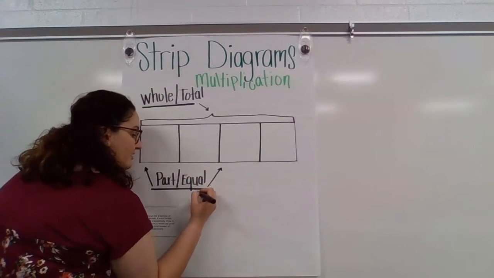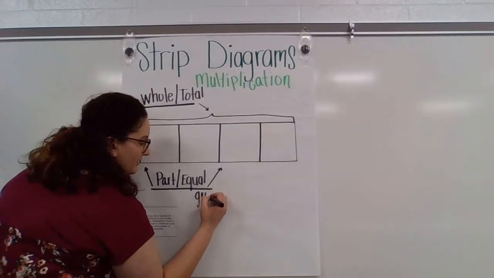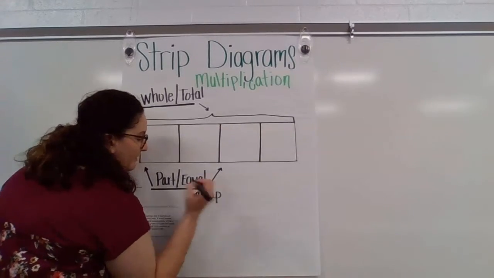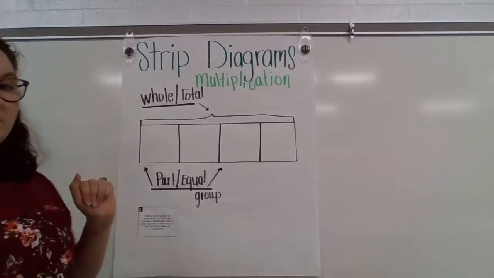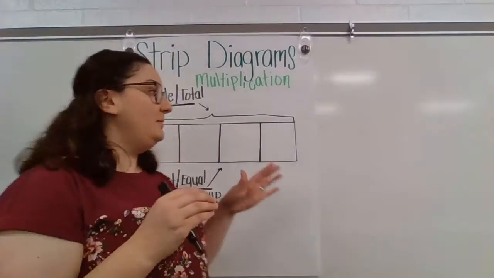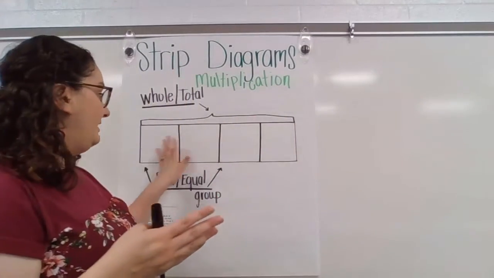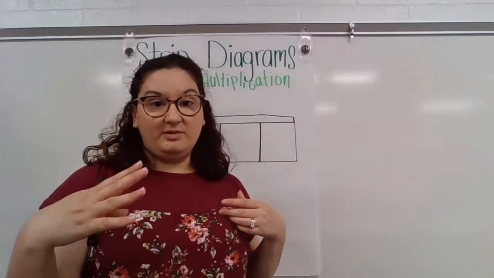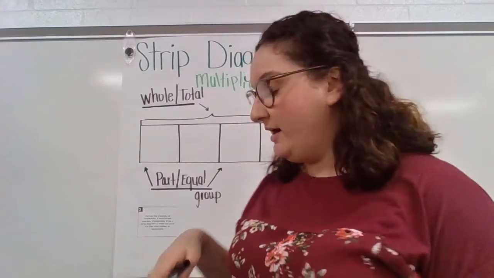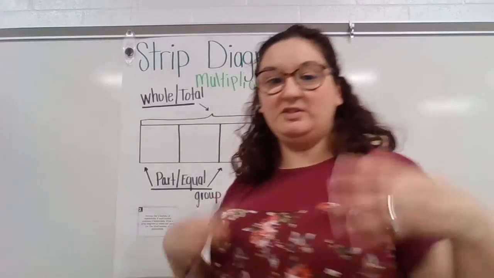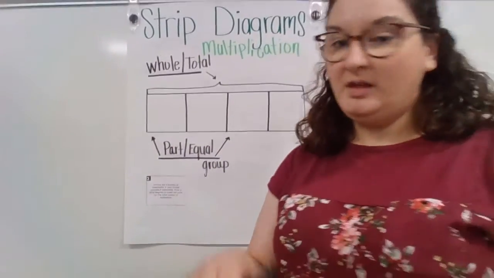In addition, these are my parts, and in multiplication, they are the equal groups. So this is the number of equal groups. Depending on how many equal groups you have in your problem is how many you're going to draw, and then what's going to go inside. So I have a problem down here that we're going to solve using our strip diagram.